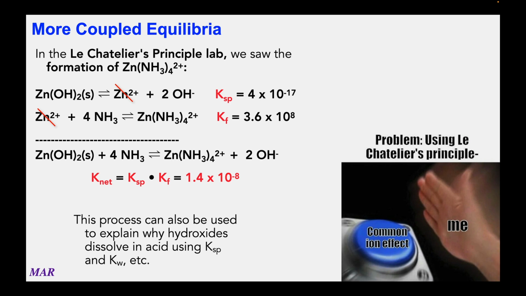This can be used to explain why hydroxides dissolve in acids. There's all kinds of cool things you can do here with common ion effect. So anyway, common ion effect in some ways is just Le Chatelier's principle too. You can decide the best way that all this works out. But anyway, as long as you understand the idea of combining reactions to get some overall desired reaction, and you can multiply the Ks together to give the overall K, you are good to go.